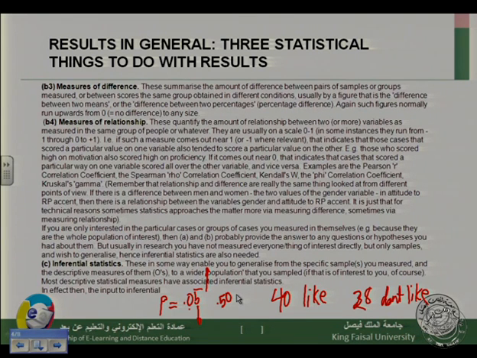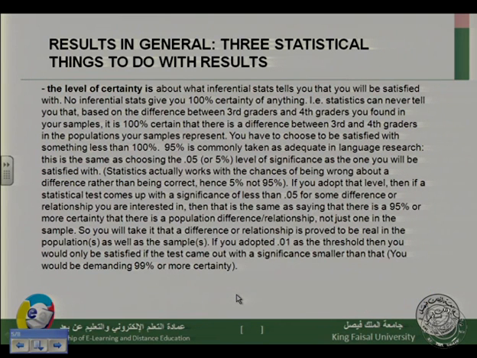I'm not going to dig more into these, but just to tell you that sometimes you use inferential statistics to reach this p-value, just to prove to us that after you did your research, you found a relationship or not. You found a difference, a significant difference or not. The level of certainty is about what inferential stats tell you that you will be satisfied with.